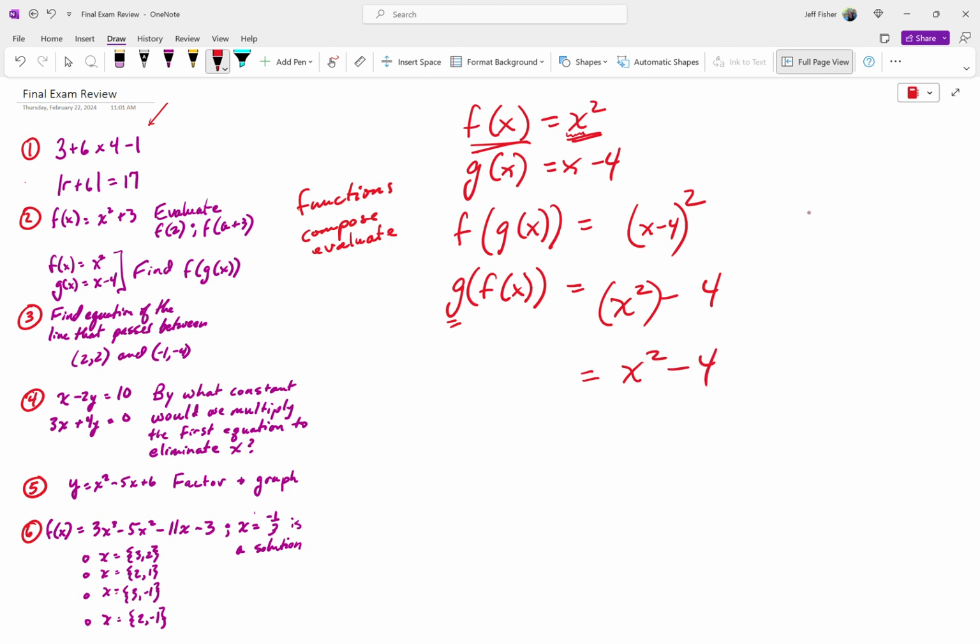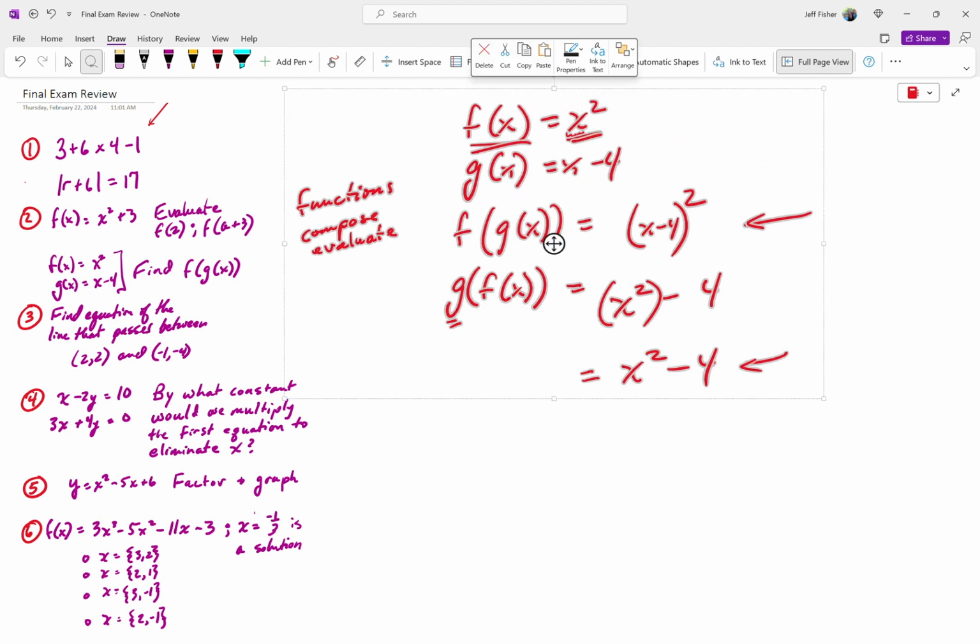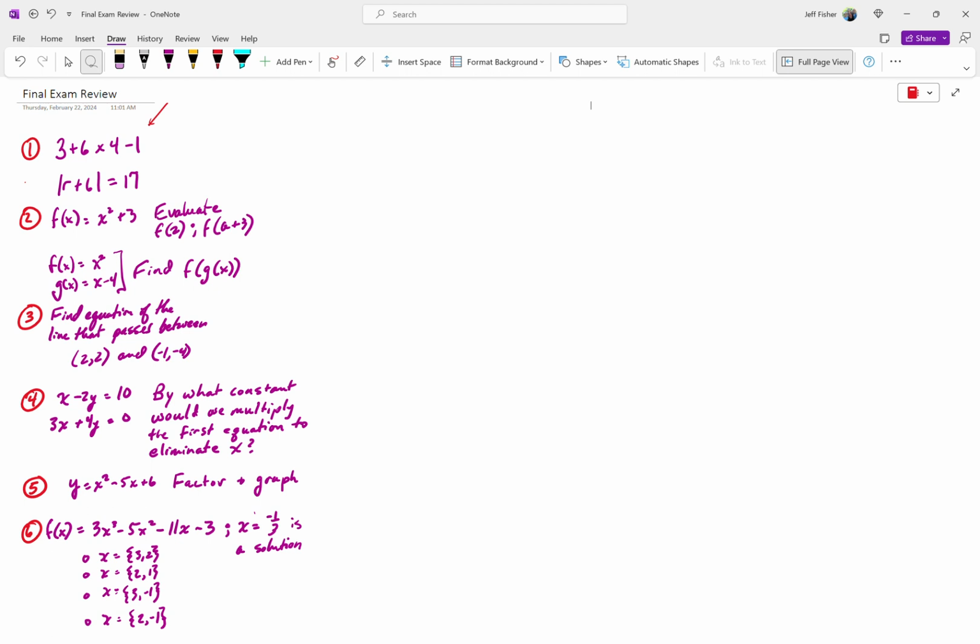So you get two very different values when you compose these functions, okay? That's how we compose functions. That's probably the thing that tripped people up the most in Chapter 2. Don't forget how to do that. Okay, how about Chapter 3? In Chapter 3, we learned all about linear equations in Unit 3.